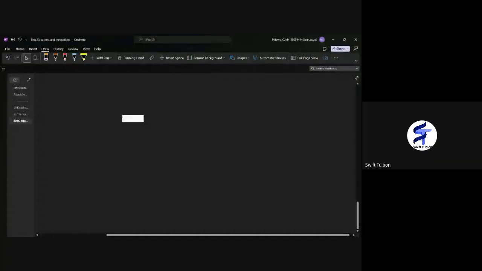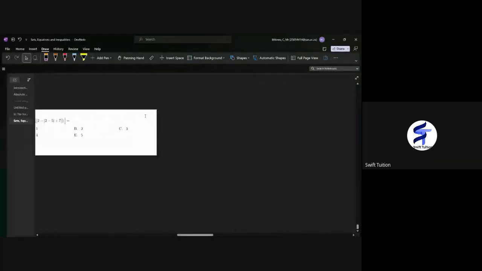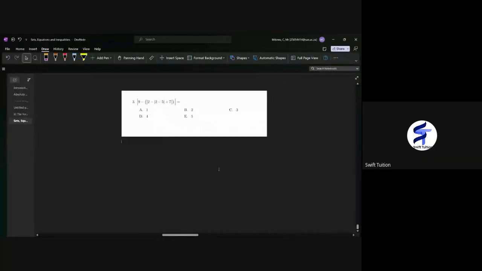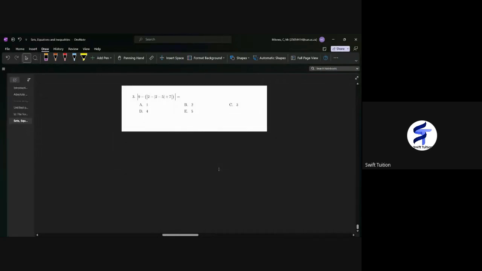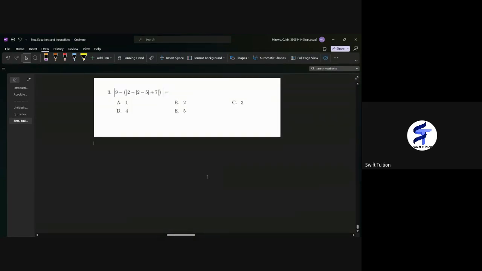So we are going to, oh gosh, that's too small. Okay, so right now we should be looking at the OneNote page and you should be seeing question 3, and it's an absolute value expression. If you can't see that, please let me know so I can try and fix that, but that's what we should both be looking at right now.